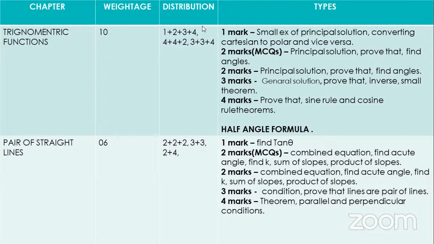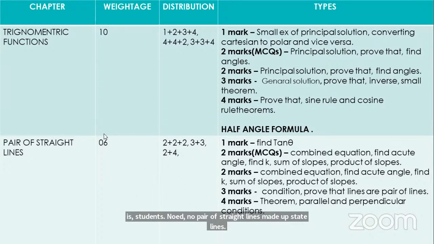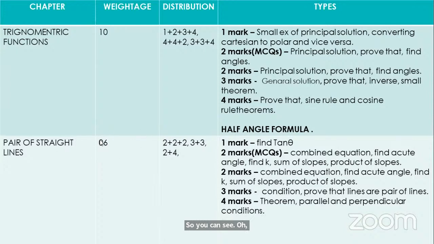Done, students? Noted. Now, pair of straight lines. So you can see here the question, this is again a small chapter, so only 6 marks weightage is there. So maybe 2 plus 4, or it may be 2 plus 2 plus 2, or 3 plus 3. In this way the combination will be there.